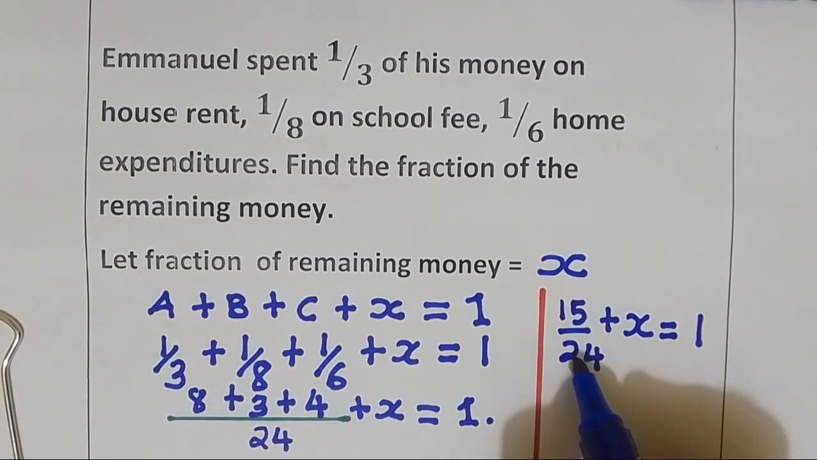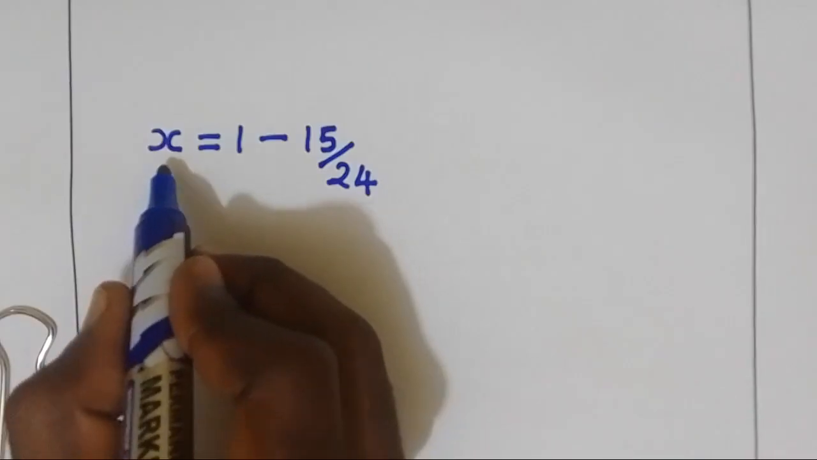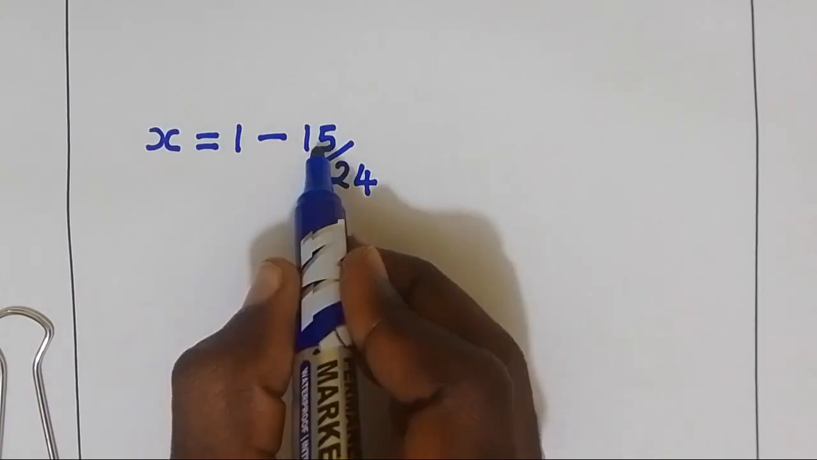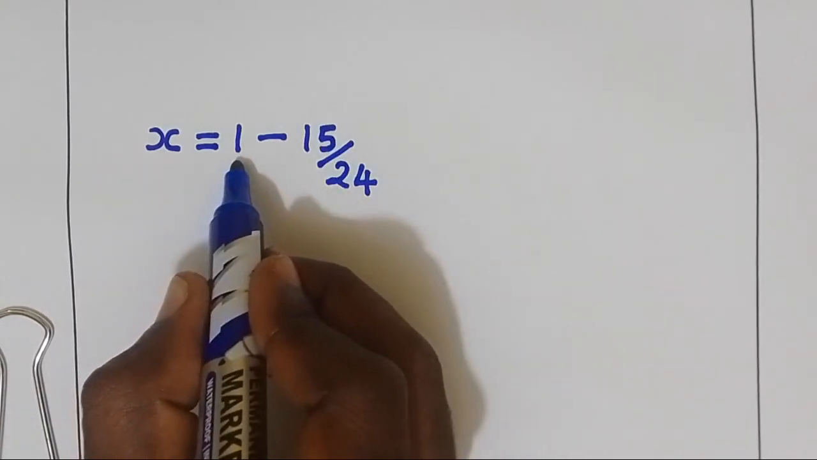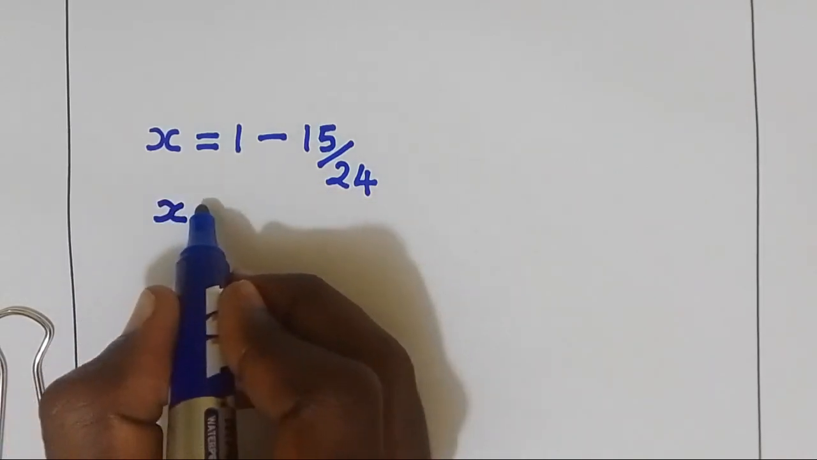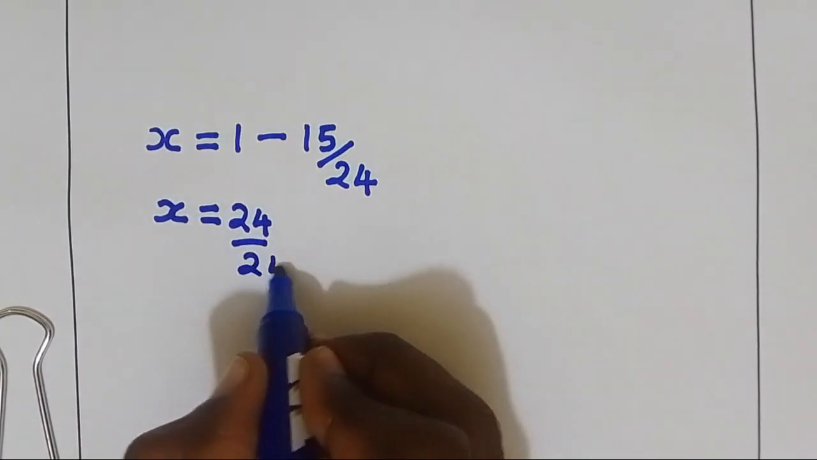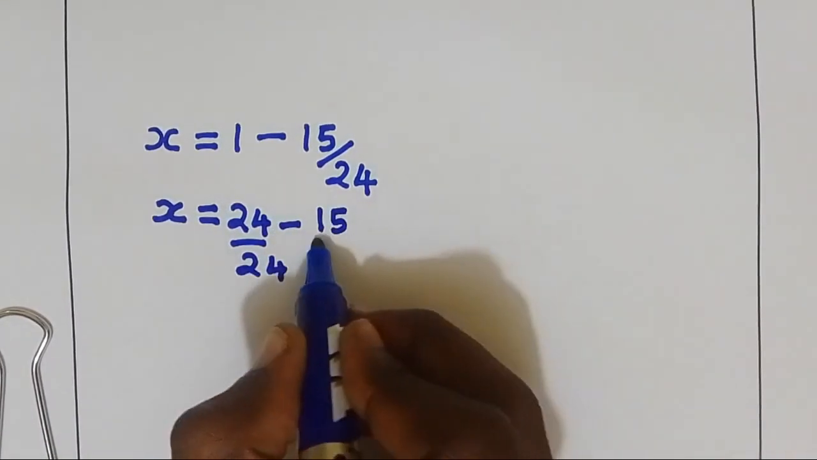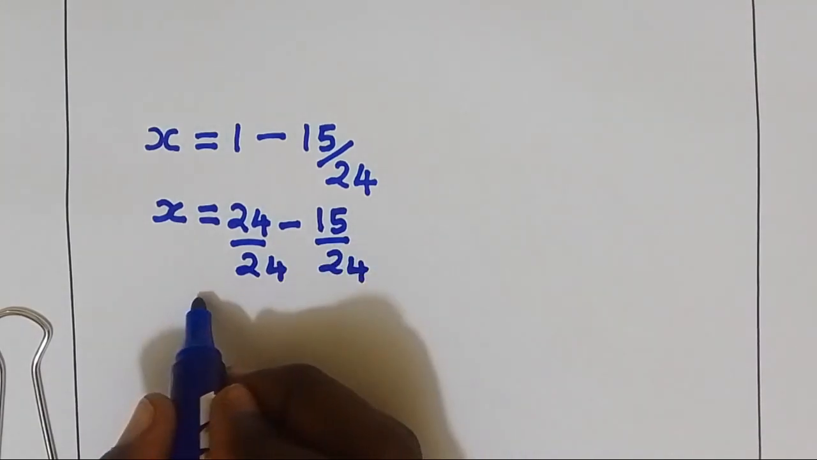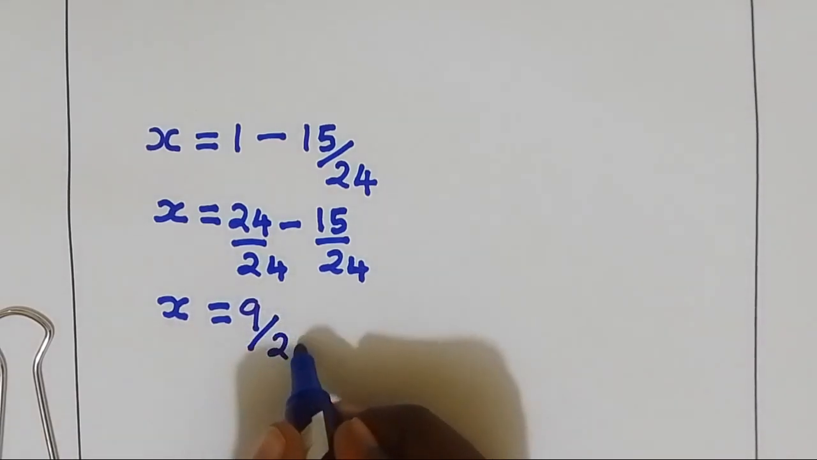Take 15 out of 24 to the other side. That is, X is equal to 1 take away 15 out of 24. But we know 1 is the same as 24 out of 24. So X will be equal to 24 out of 24, take away 15 out of 24, which will give us X is equal to 9 out of 24.